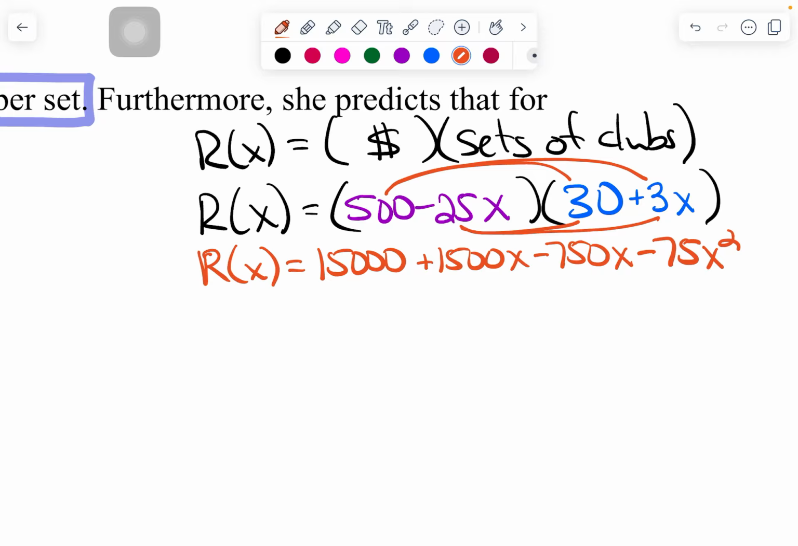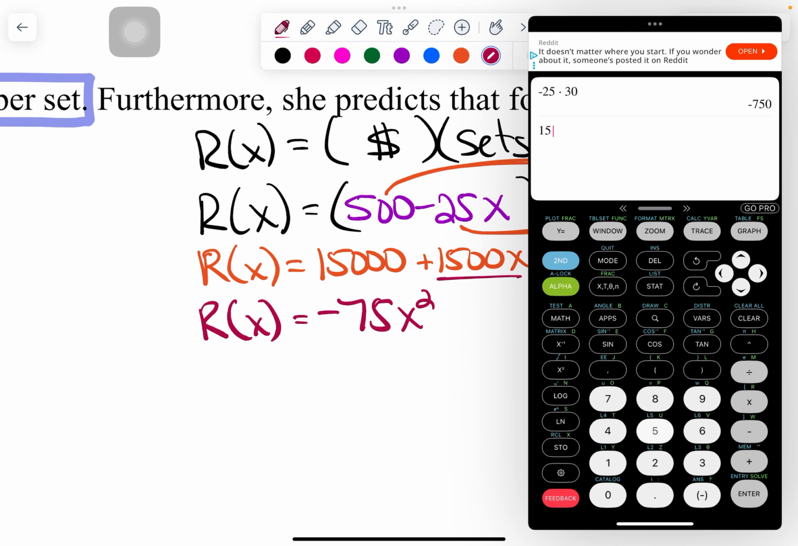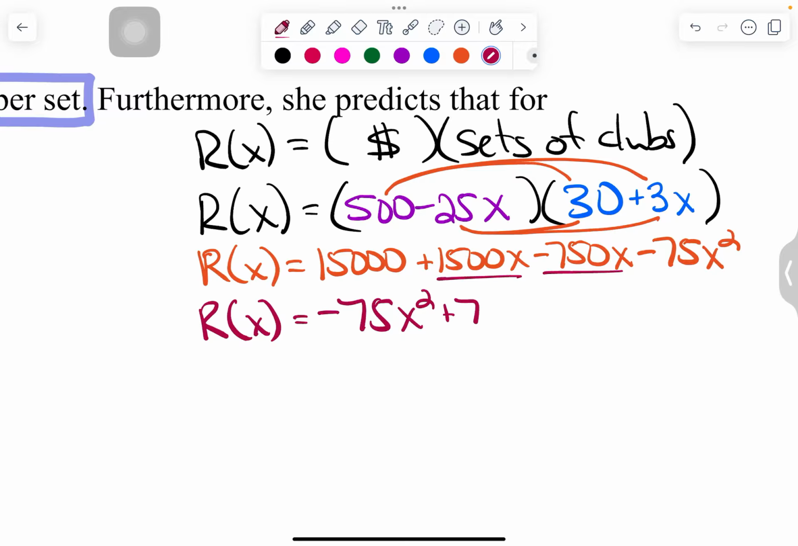Okay, let's do a little rearranging here to get it in standard form. So standard form, of course, I want my x squared term first. So negative 75x squared. The 2x terms in the middle get combined. So 1,500 minus 750, not 7,500. Oh, that's another 750, okay. So positive 750x and then plus 15,000 at the end. All right, so this is my revenue equation.